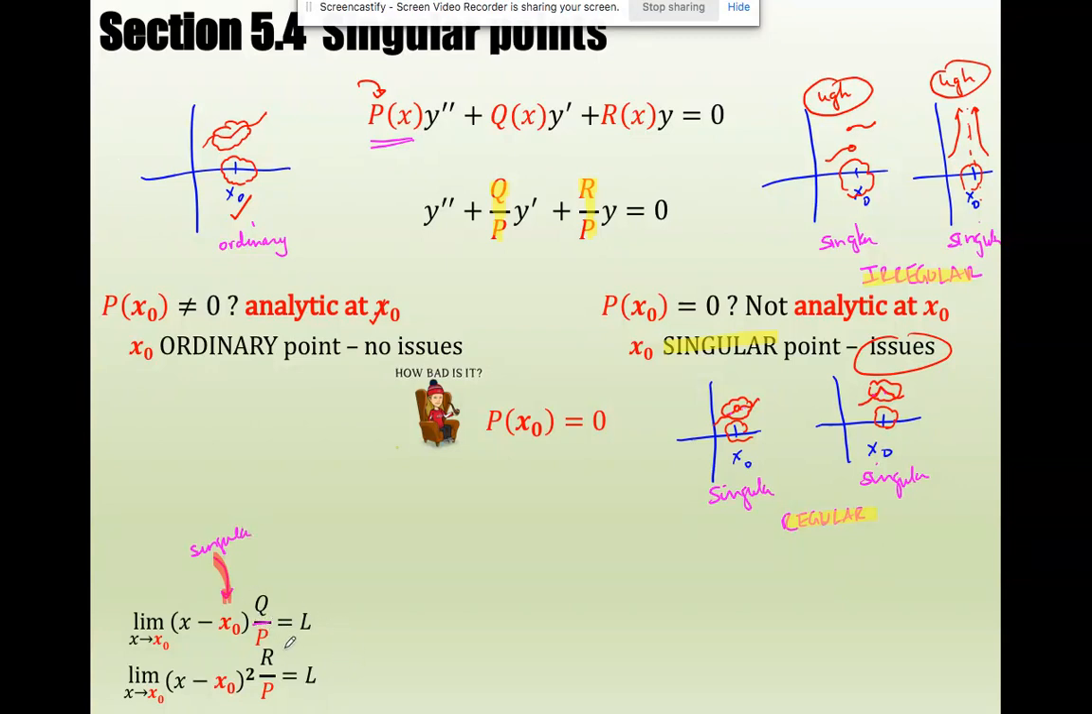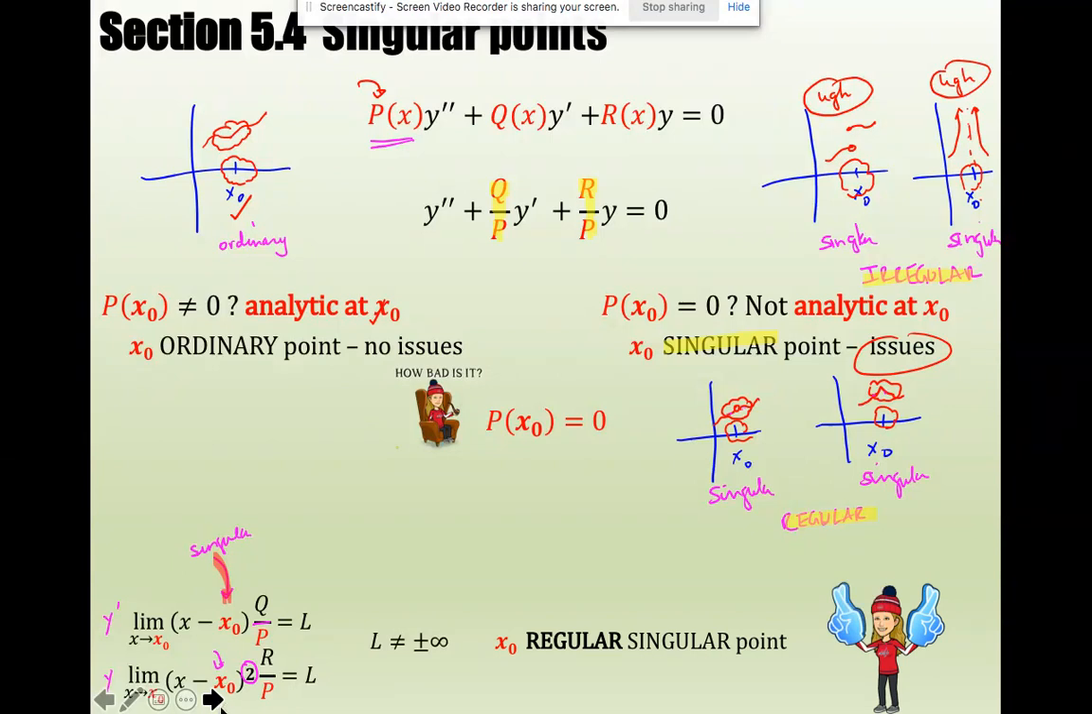Times the ratio in front of y prime, and you take the limit as x approaches that bad x, your singular point here, squared times the ratio in front of y. This isn't from y prime, this is from y. If you evaluate those limits and neither limit is an infinity, then you have some hope. Then your singular point is regular, and we can try to apply some other methods to solve the differential equation.